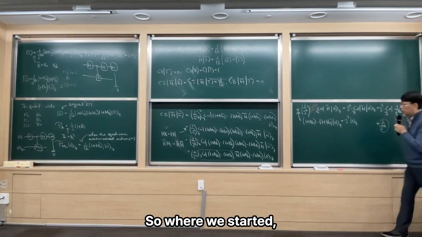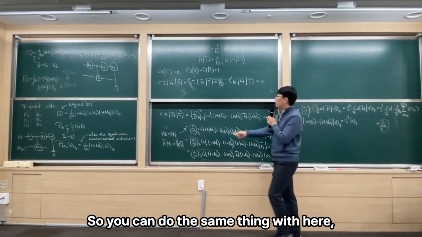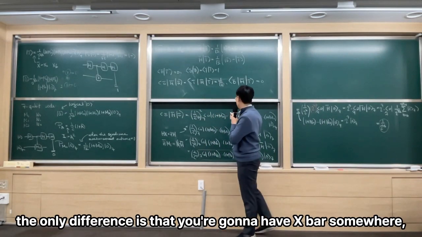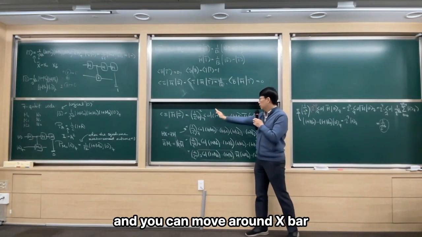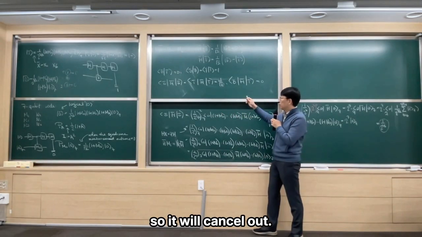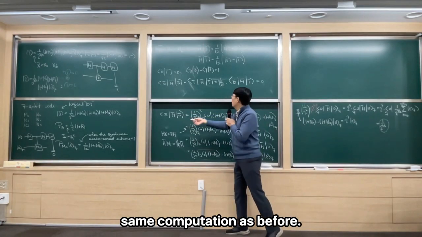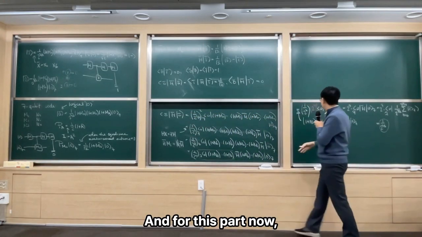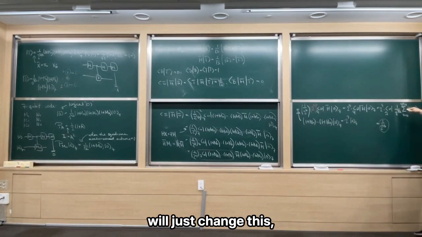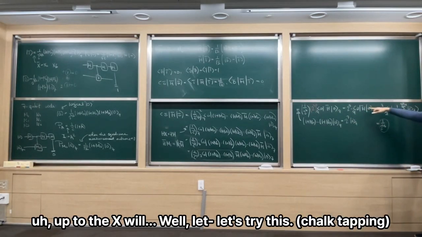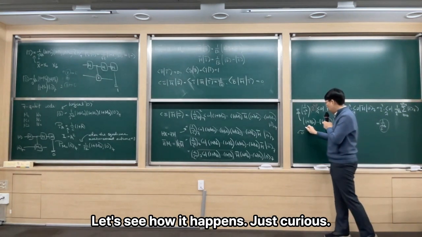So where we started, we started here. So you can do the same thing in here. So the only difference is that you're going to have X bar somewhere, and you can move around this X bar to make X bar square, so it will cancel out. So it basically becomes the same notation, same computation as before. And for this part, now yeah, you can keep your X, but at the end, X will just change everything. Well, let's try this. Let's see how it happens.